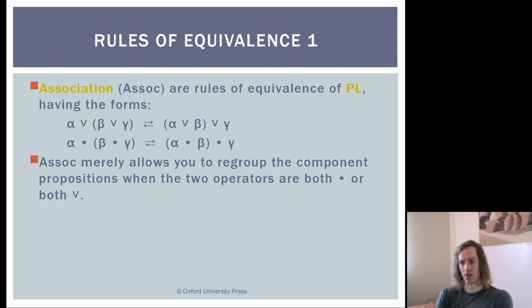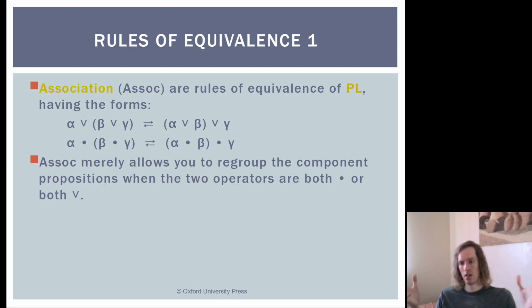So we can have alpha or, in parentheses, beta or gamma, or we can have, in parentheses, alpha or beta, or gamma. But we need to apply a rule in order to move those parentheses around. Now this also applies for conjunctions. If we have alpha and, in parentheses, beta and gamma, this is the same as saying, in parentheses, alpha and beta, and gamma.